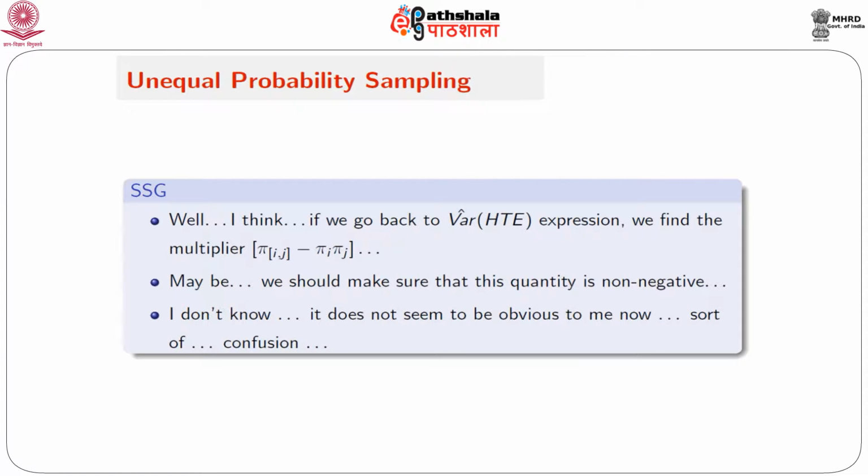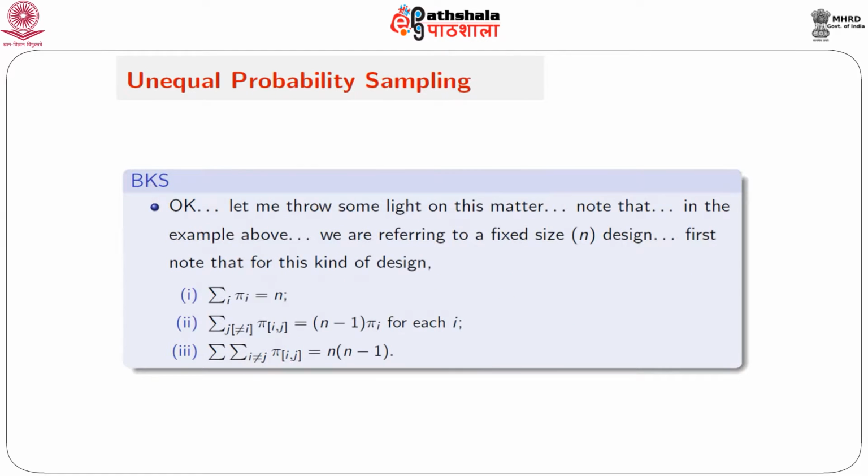Well, I think if we go back to the variance estimate of the Horvitz-Thompson estimator expression, we find the multiplier pi ij minus pi i pi j and so on. Maybe we should make sure that this quantity is non-negative. I don't know. It does not seem to be obvious to me now. Sort of confusion. Okay, let me throw some light on this matter.